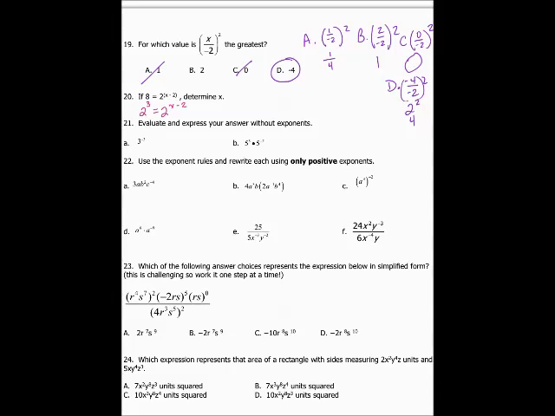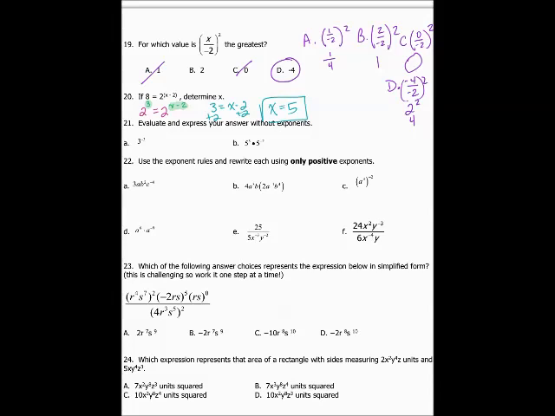Once you get those bases the same, that is what will let you set your exponents equal to each other. So now I can come back and I can say 3 equals x minus 2, and I can add 2 to both sides and say that x equals 5.